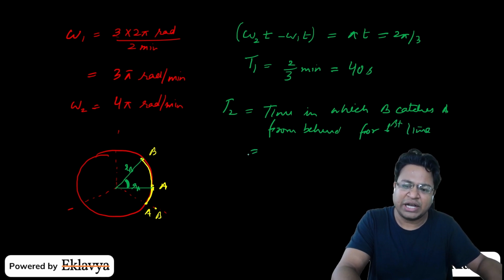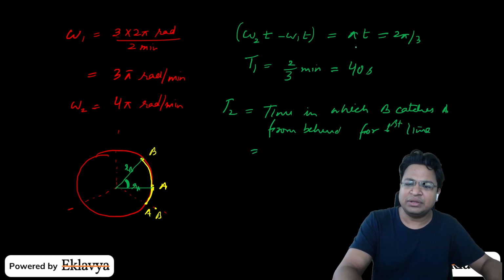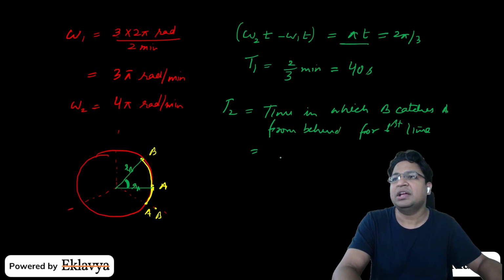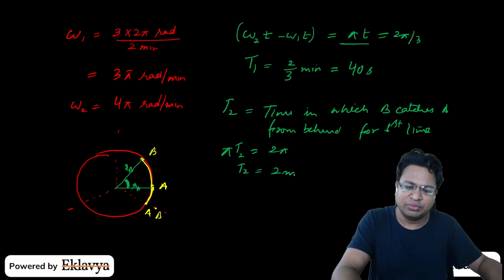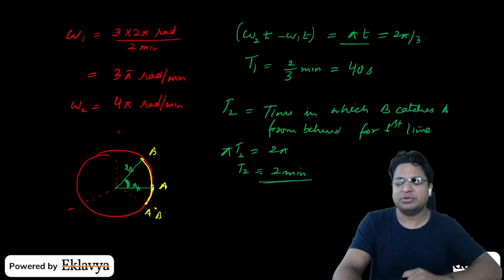Okay, so how much will that be? That will be given when this angle omega t becomes equal to 2 pi radian. So I will write pi into t2 is equal to 2 pi. So t2 will be equal to 2 minutes, which is exactly the duration given to us.